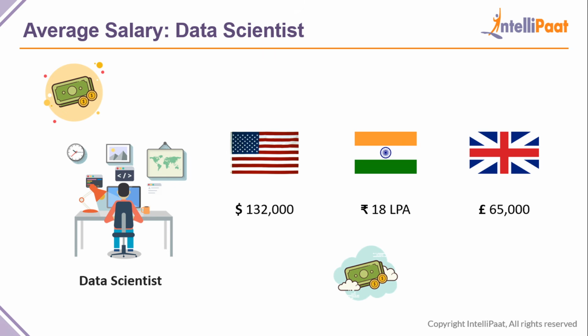And ladies and gentlemen, all of these values you see on your screen are basically considering the lower threshold and the upper threshold, and merging them into giving us a mean value. So if you're thinking, will I only get 18 lakhs per annum in India, will I only get 65,000 pounds in the UK?